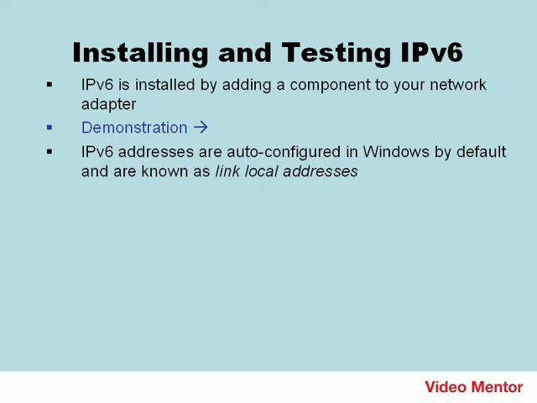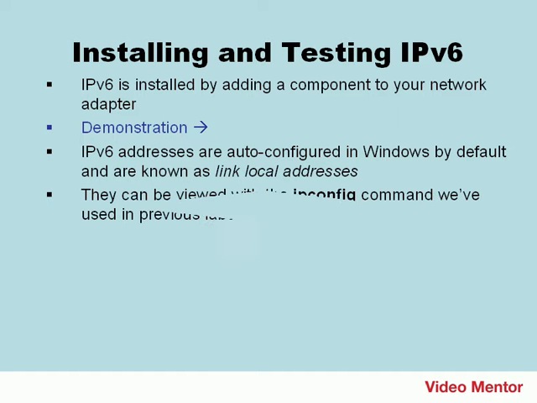Now, IP version 6 addresses are auto-configured in Windows by default and are known as link local addresses. They can be viewed with the ipconfig command that we've used in previous labs. Let's show a demonstration of that now.